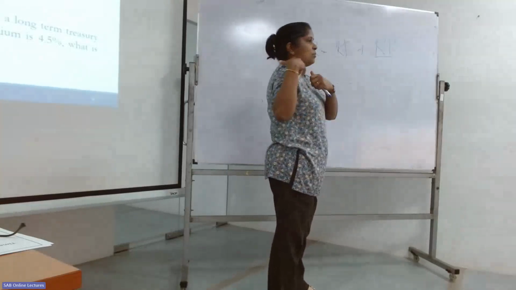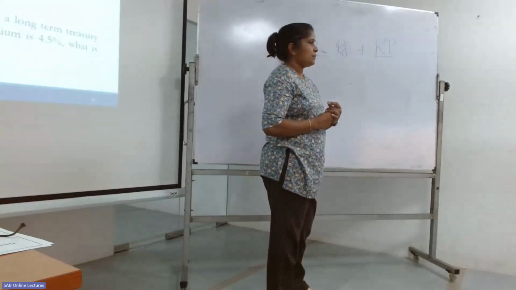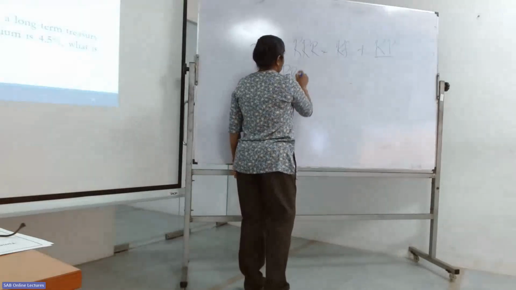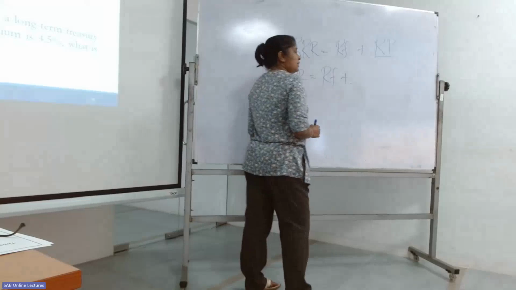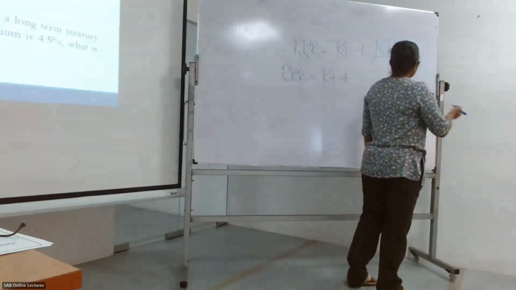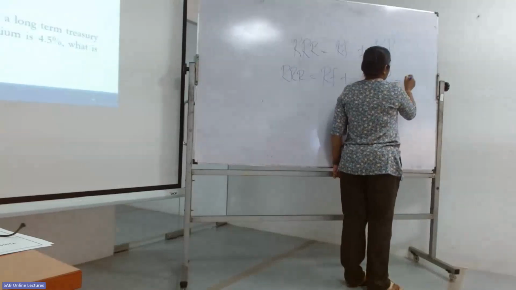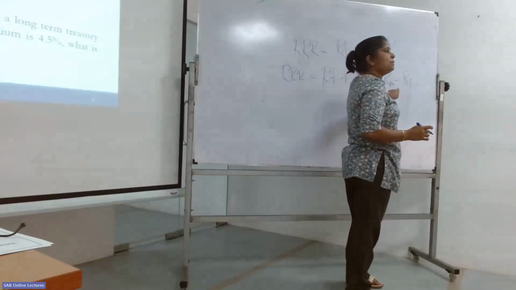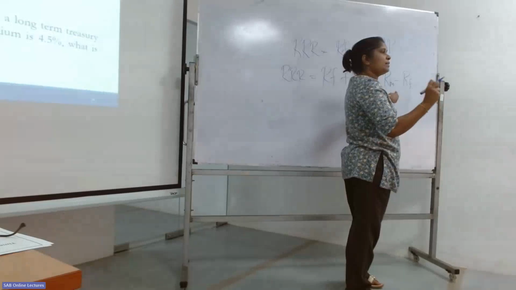For that we are using a very primary model, which is the CAPM based calculation. According to the CAPM, required rate of return is equal to the risk-free rate of return plus the risk premium. You can calculate the market risk premium. Market risk premium is equal to market return minus the risk-free rate. So this is the premium given per unit of systematic risk in the market.